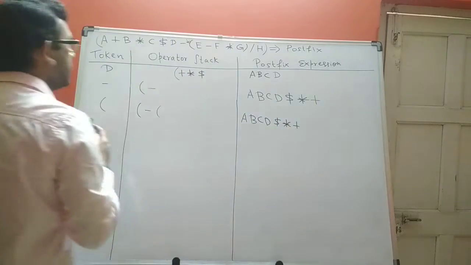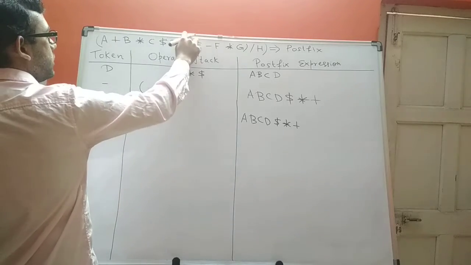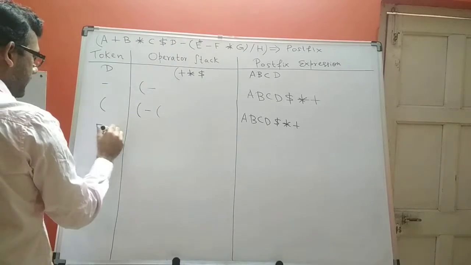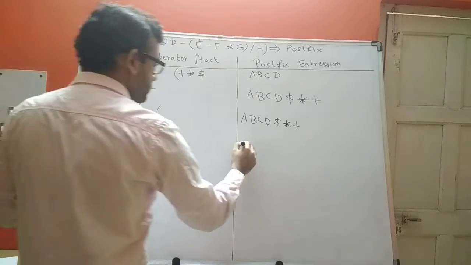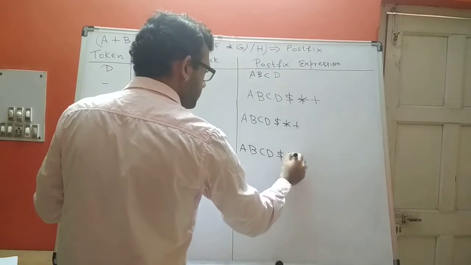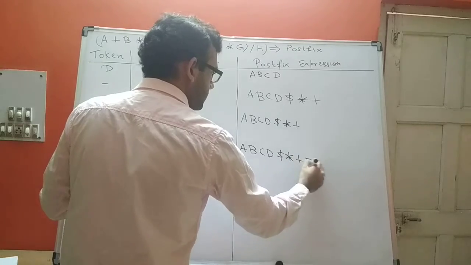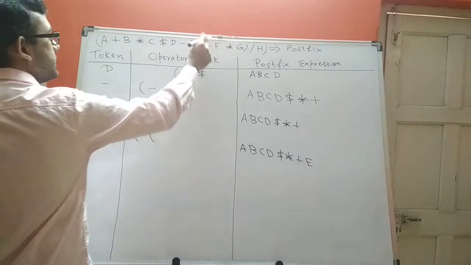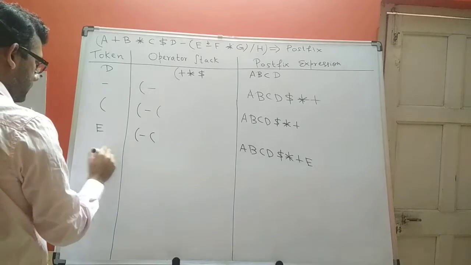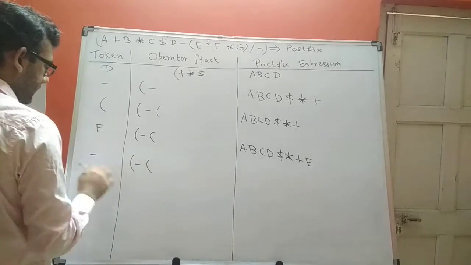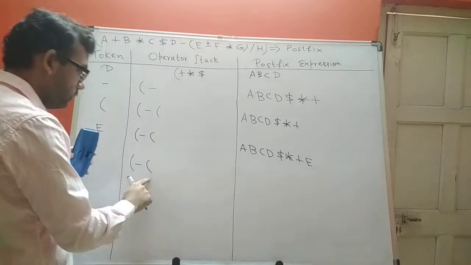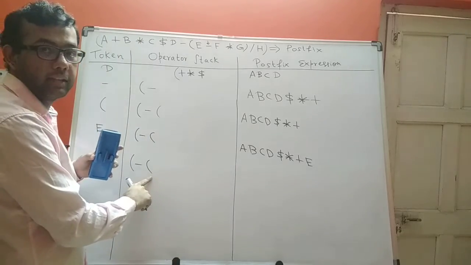After opening parentheses, what you have is E. So E is an operand, so you place it in the output. Next is minus. This is my current token. Now, interestingly, minus has greater precedence than opening parentheses. Why? Because now opening parentheses is at the top of stack.